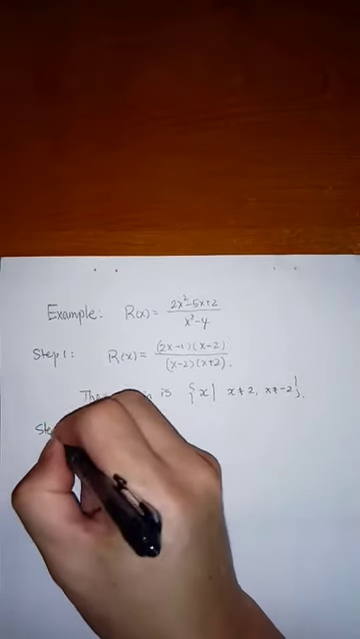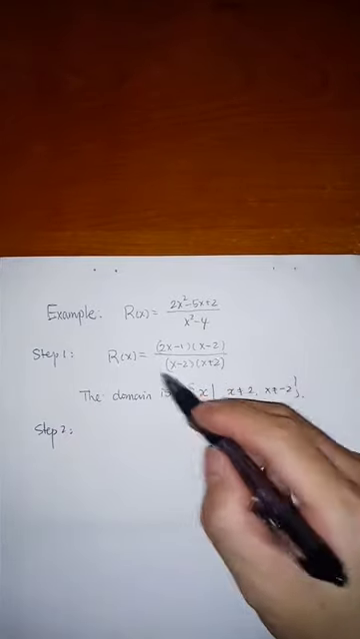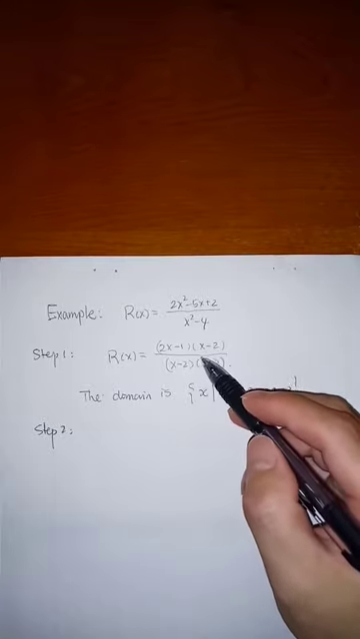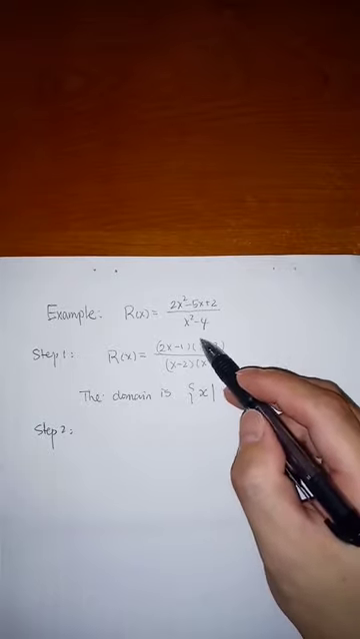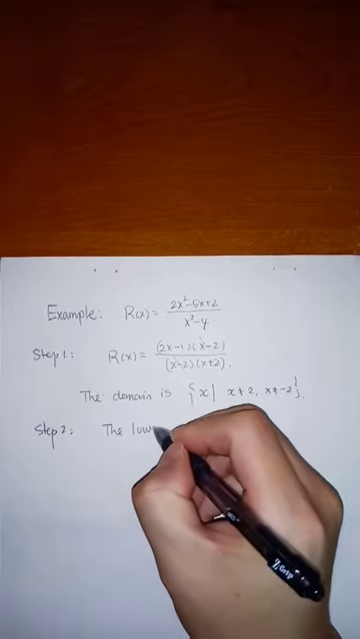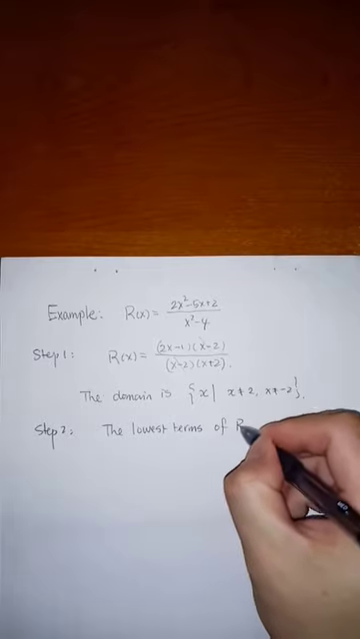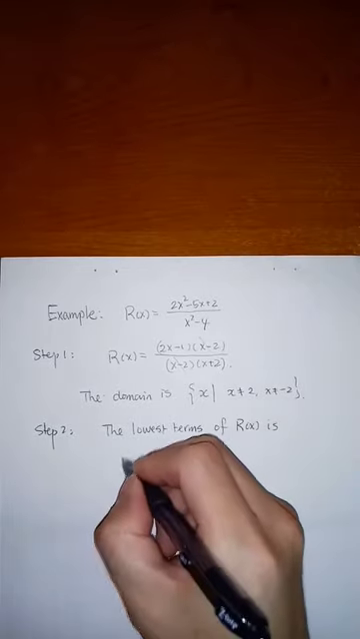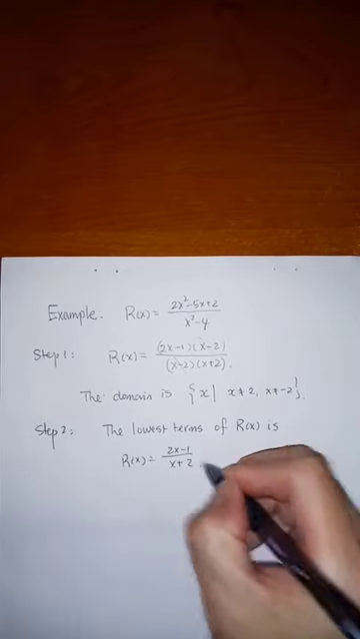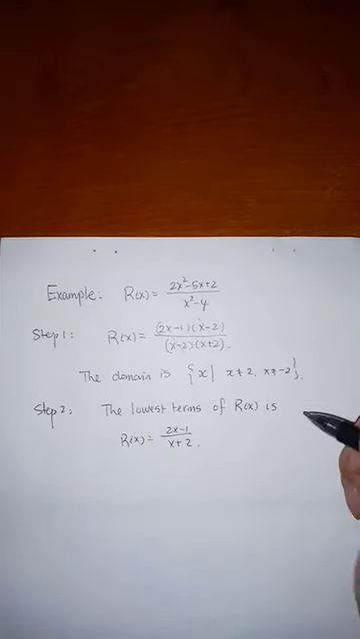And step 2, the lowest terms. The rational function, the numerator and the denominator, have the common factor x minus 2. So basically you can cancel x minus 2. So the lowest terms of r of x is equal to 2x minus 1 over x plus 2. This is the lowest term. You have to cancel stuff.